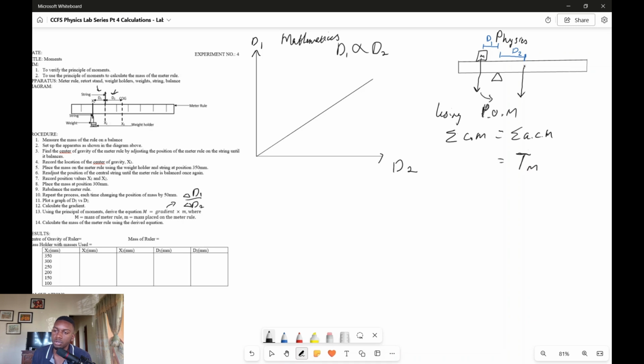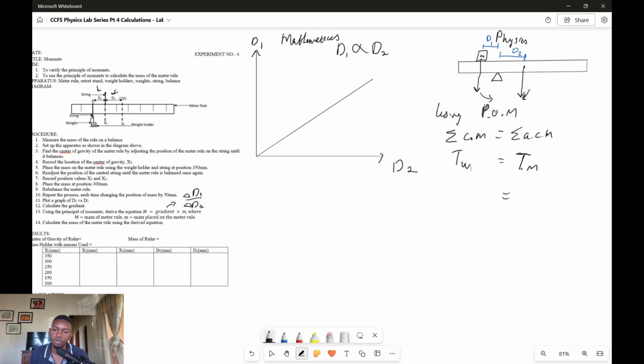What about the weight of the ruler? The weight of the ruler is going to be coming down. All this is going to be on the clockwise side. So the moment created by the ruler, I will just put weight, this is the weight of the ruler, is going to be on the clockwise side. These two moments are going to be equal if we are in equilibrium, because at equilibrium the moments are equal.